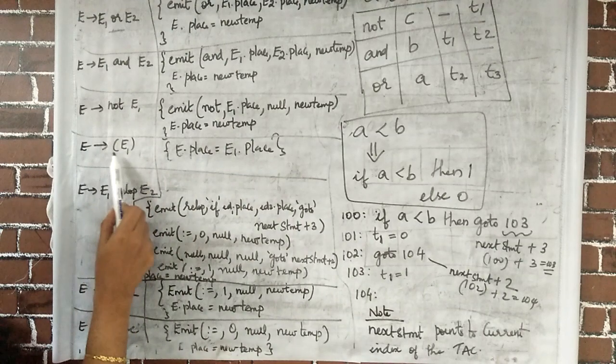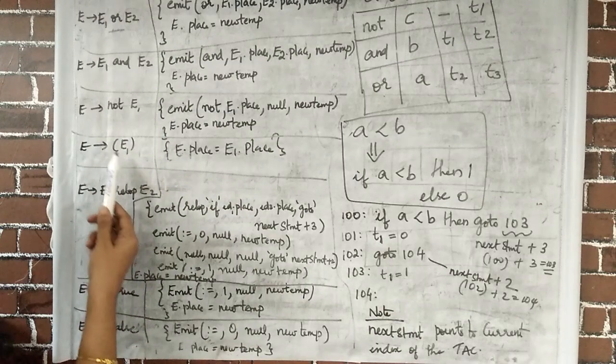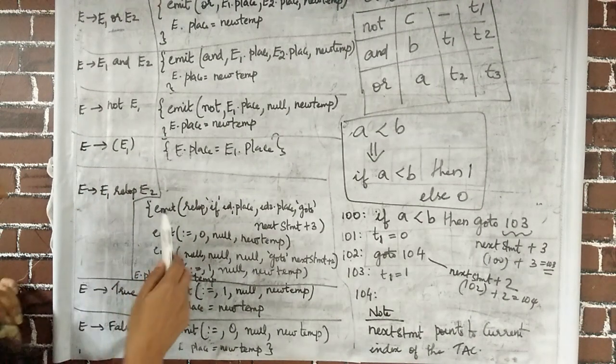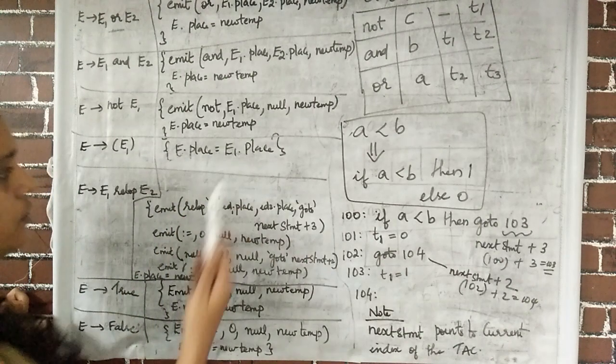Now here we are just assigning the value of E1 to E, or we are just giving the value of E1 to E. So no operators are involved. E.place is equal to E1.place.